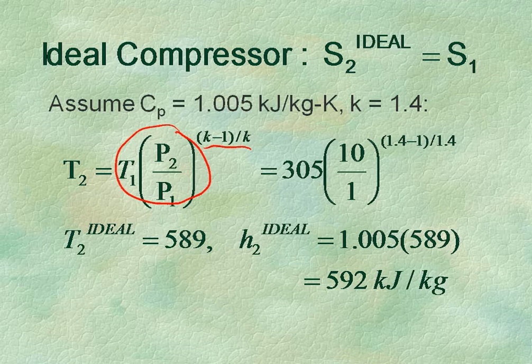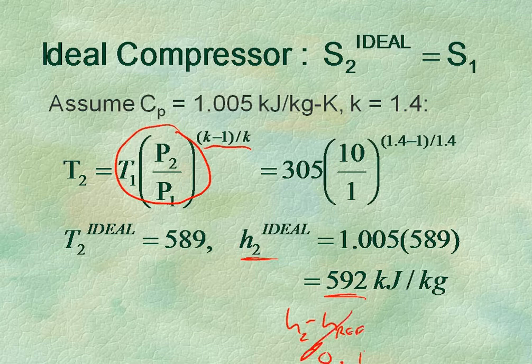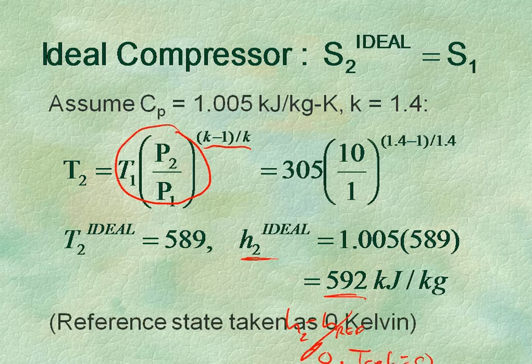589. Now taking enthalpy with a reference state of 0 Kelvin, then the CP times the temperature would be equal to the enthalpy. That would be equal to H minus H ref, and taking H ref to be 0 at T ref equal to 0 would give it to us that way. Reference state 0 Kelvin.